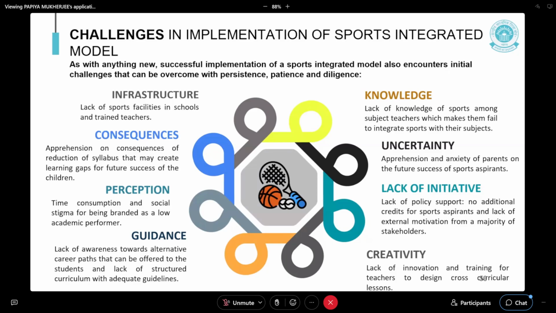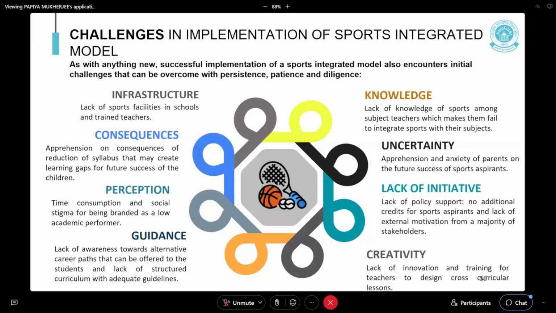Uncertainty, one of the challenges that we face is the anxiety and apprehension of parents for future success of sports. Because if they choose, they are anxious to know if their wards choose a sport, how is it going to help them in their career progression? Lack of initiative, no policy support, additional credits for sports.